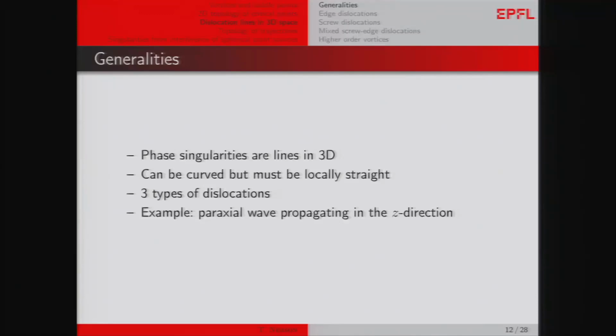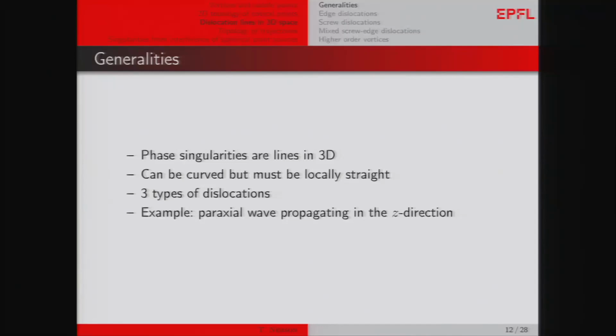straight lines. And we will define what is called a dislocation. So this term has been introduced by Berry in 1974 in a very seminal paper that you must read if you like this topic. And we'll discuss later what are those 3 types of dislocation.